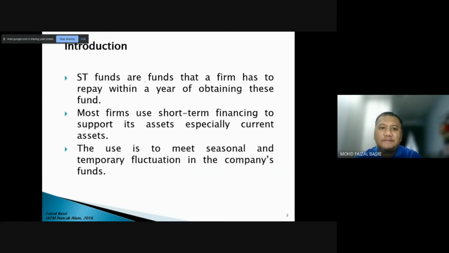Short-term funds are funds that a firm has to repay within a year, as I said, and usually we use short-term financing to cover the short-term shortages of current assets. Sometimes it's used to meet seasonal needs; not all the time the company may require short-term financing. Usually it is due to seasonal or temporary fluctuations of the company's funds.